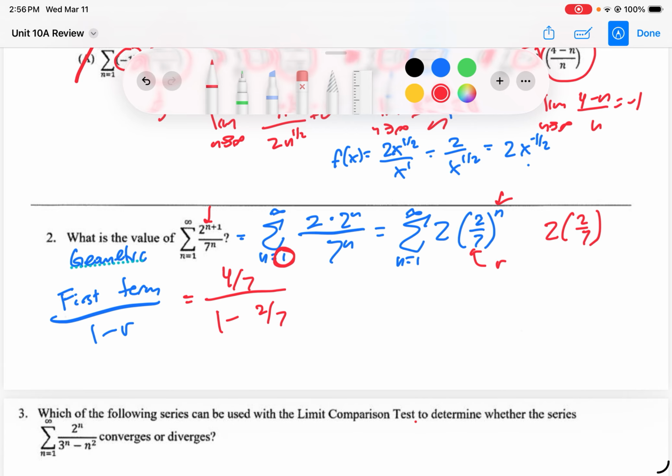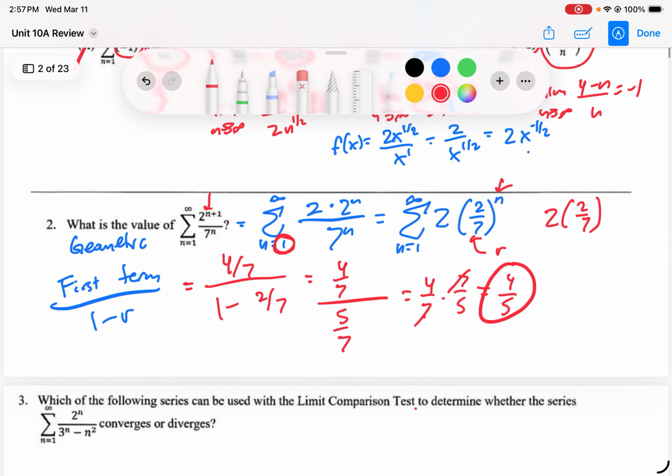If it was free response, I could leave it, but I'm going to clean this up just to practice. 1 minus 2/7 is 5/7. This would be equal to 4/7 times 7/5. The 7's cancel, giving 4/5. That would be the exact value of that series, which is only possible because it's geometric.